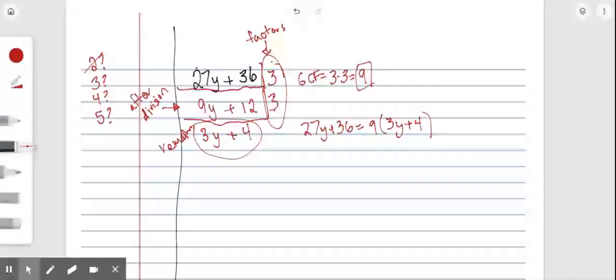And I can check it just to make sure. If I do 9 times 3, that's going to get 27, and 9 times 4 gives me 36, which means the left and the right are equivalent. So yay. Okay, let's try another example.